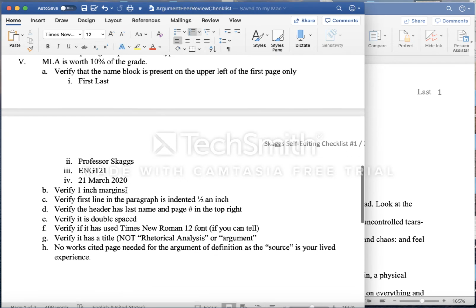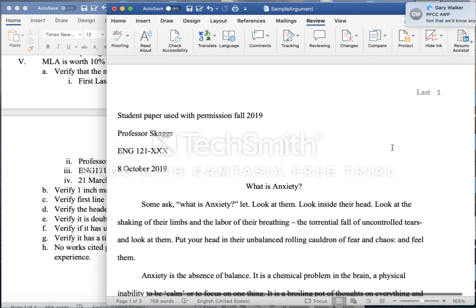The next one is MLA, and I'm going to go back and forth through this, and then you can verify it with the papers that you're peer reviewing. So MLA is worth 10% of the grade. We spent the first couple weeks in class working on MLA, so you should be much more confident. So first, you're going to make sure that the name block is present on the upper left hand of the first page only. So that's right here.